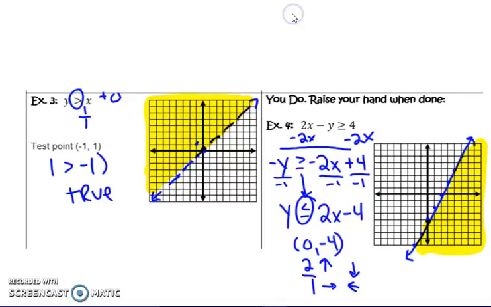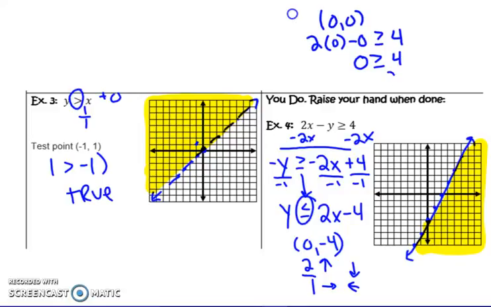Again though, if you prefer a test point, and I've run out of room, so I'm going to use (0, 0) up here. If I say 2 times 0 minus 0 is greater than or equal to 4, well, 0 is greater than or equal to 4? That is false. So that means (0, 0) cannot be shaded, and I need to shade the other side of the line. At this point, these are the 4 examples we're going to do.